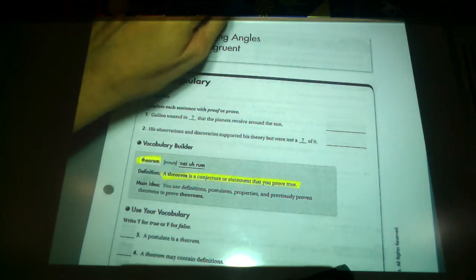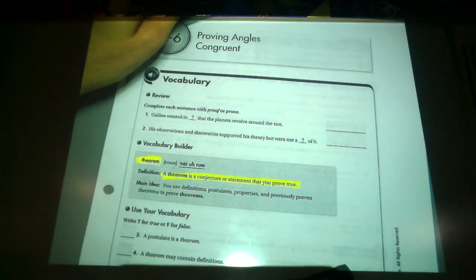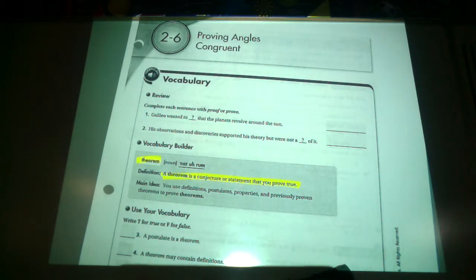So if you're trying to do the proof of the angle addition postulate, you can't use the angle addition postulate in the proof of the angle addition postulate. Just saying. If you're proving a particular theorem, you can't use that theorem within that proof.